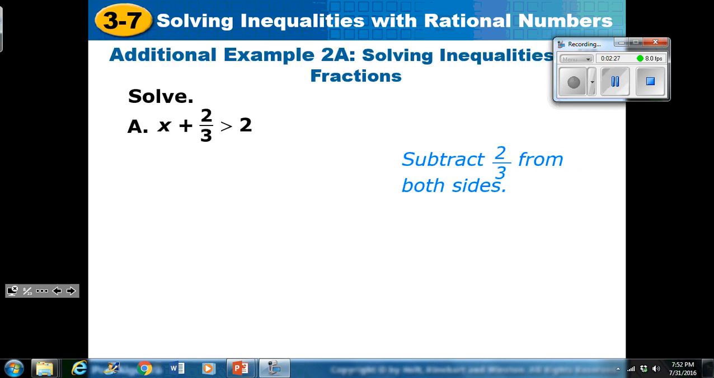In this example, we're going to deal with some fractions. We need to subtract 2/3 from both sides. X is greater than, and 2 minus 2/3 is 1 1/3.